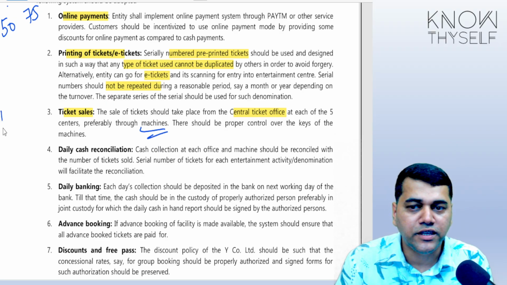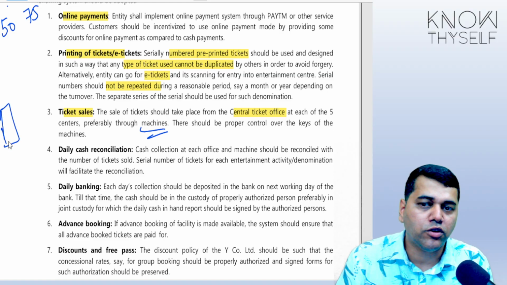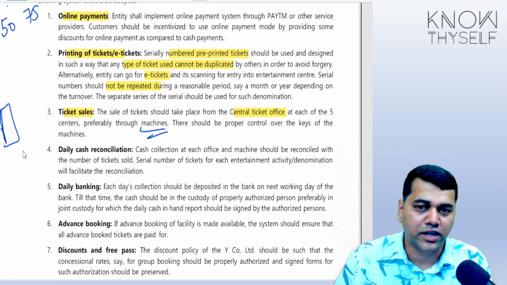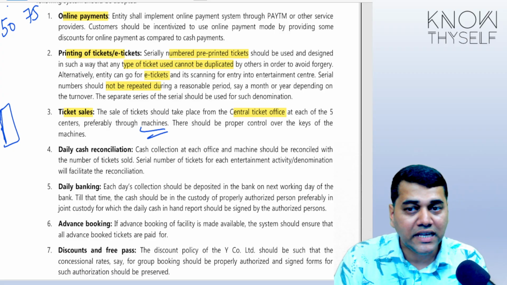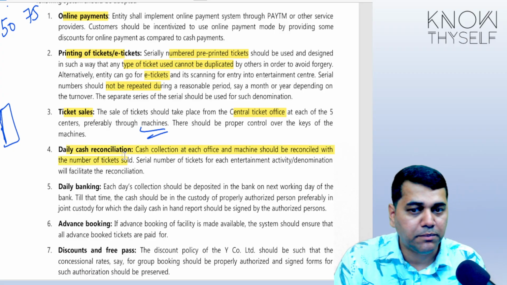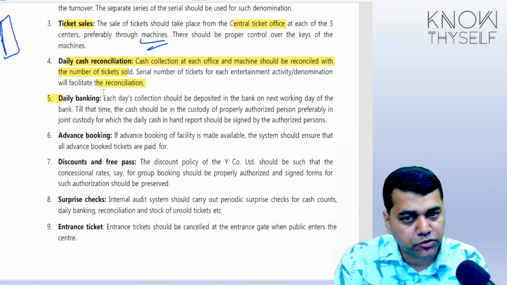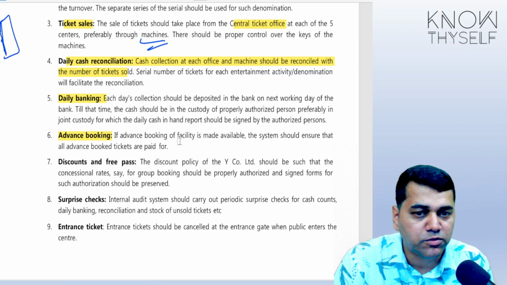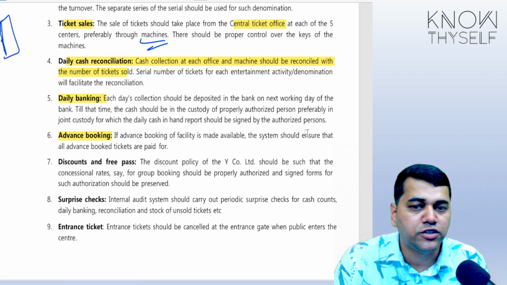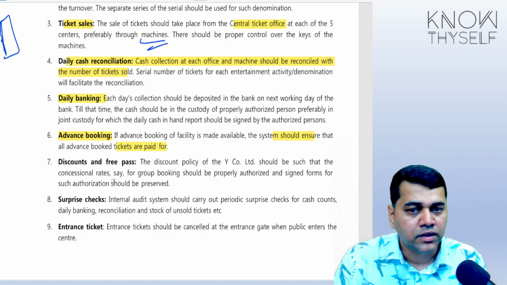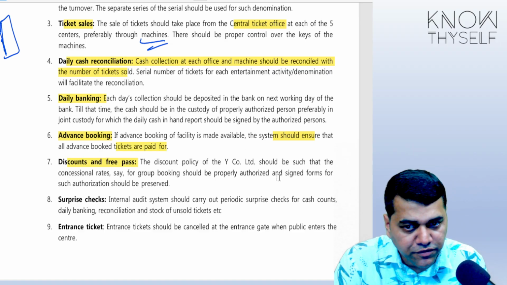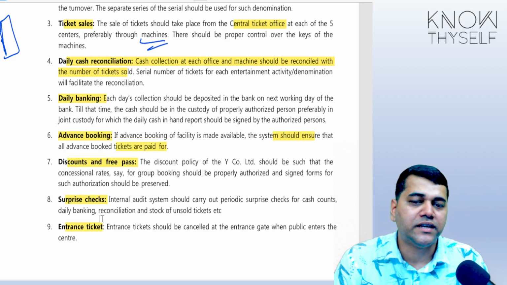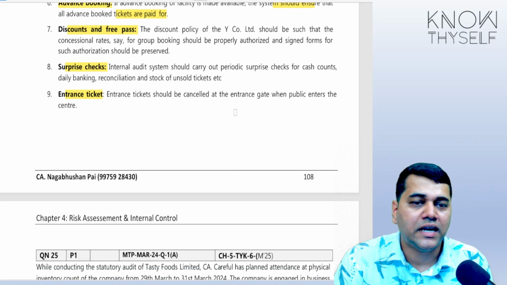Okay, like we have seen in KFC today, they have got the ordering machines there. Okay, it's happening through them. Now daily cash reconciliation should happen. Daily you need to deposit the money in the bank. Advance booking of facilities made available, the system should ensure that tickets are paid for. Discounts and free passes have to be verified. Surprise checks you bring, and the entrance ticket should be cancelled at the entrance gate only.